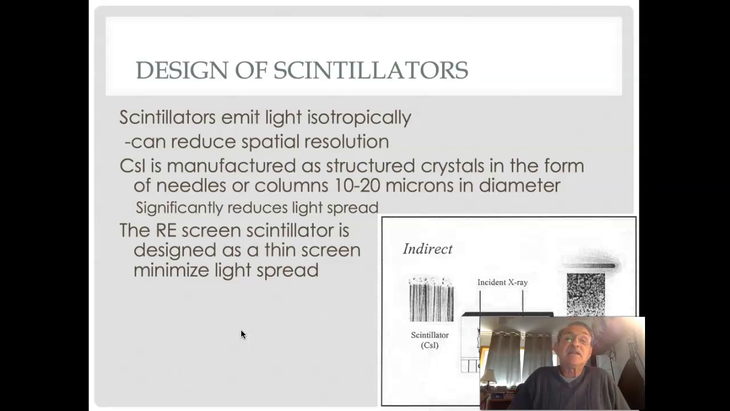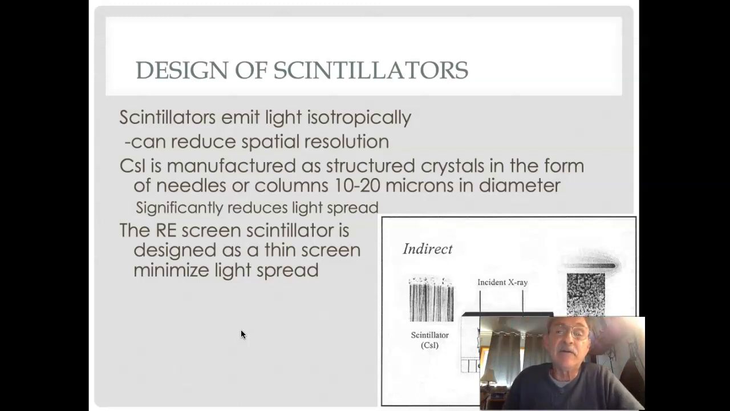In any event, scintillators emit light isotropically. Isotropically means that they emit light sort of evenly all around, kind of like a halo. And this isotropic light emission can reduce spatial resolution because it's not right on a single point. It's sort of on a larger, rounded sort of area.